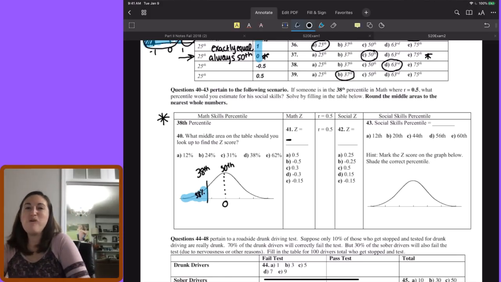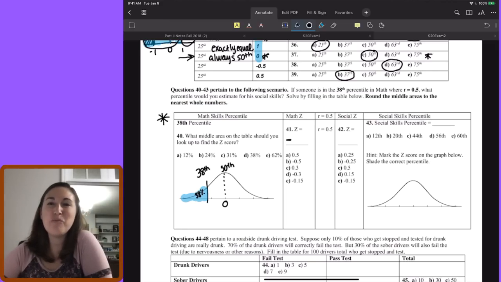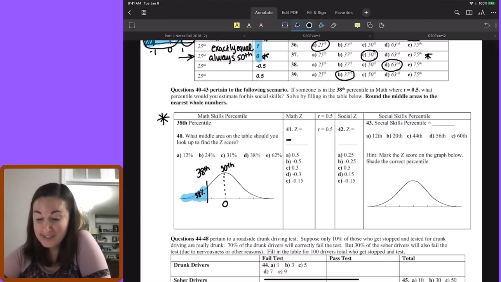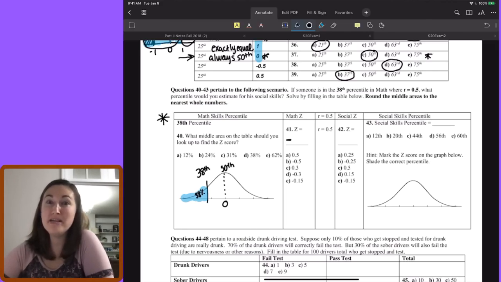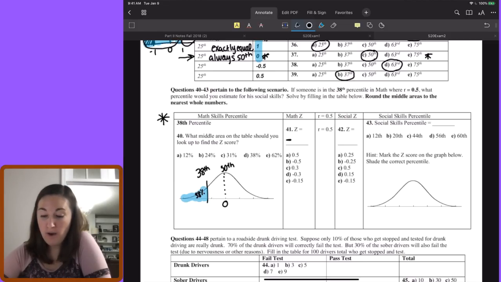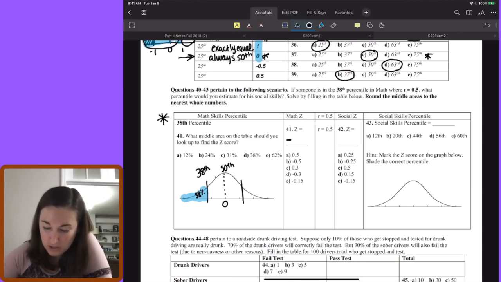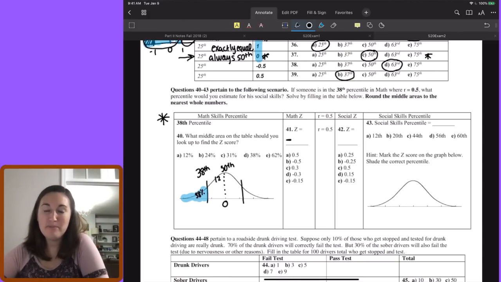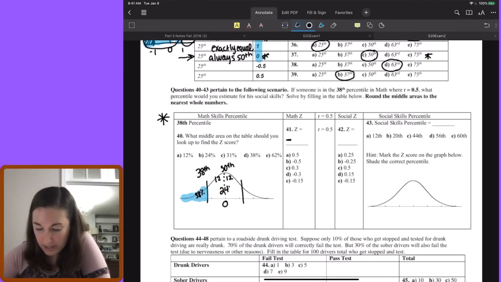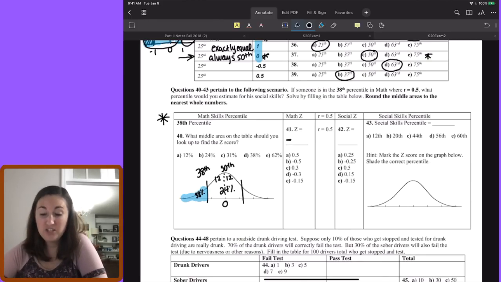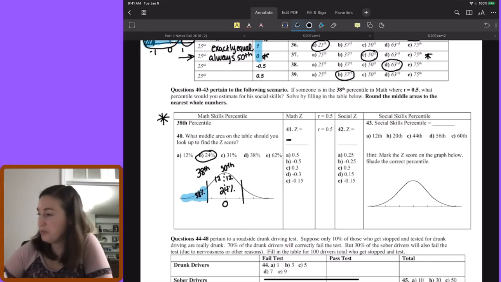I guess we did this in exam 1 too, but I don't want to look up 38% because my normal table gives us these middle areas. And 38 is my percentile. So to find the middle area, what you can always do is say, how far is your percentile from 50? So how far is 38 from 50? 12, right? So that's half my middle area, and the normal curve is symmetrical, so I can double it. So my middle area that I'm going to look up to find my z-score is 24%.